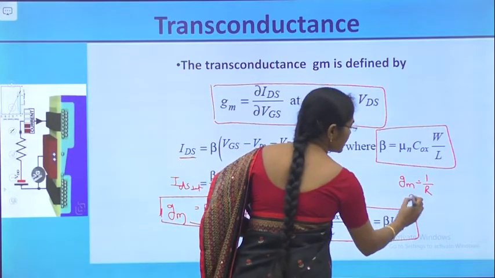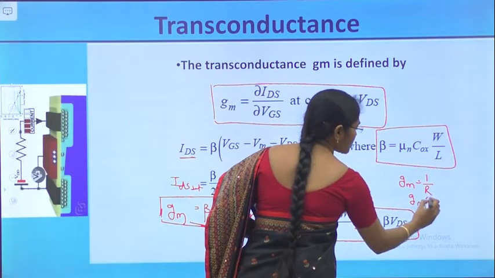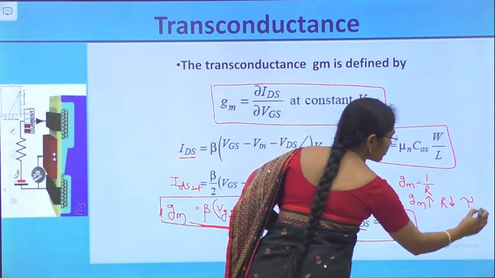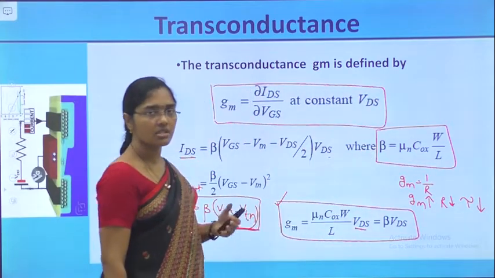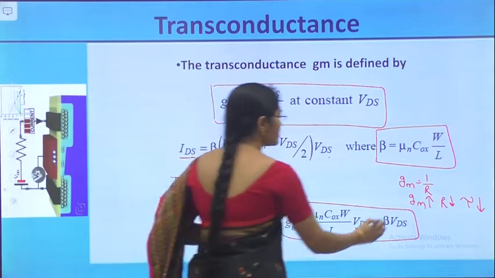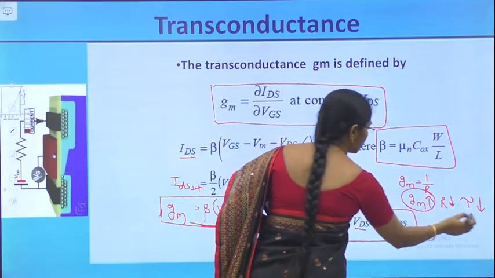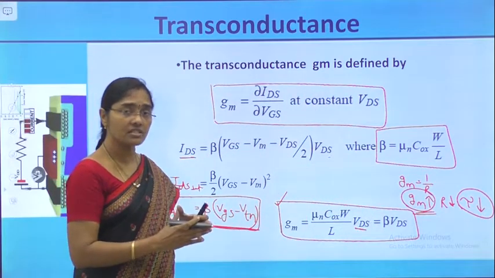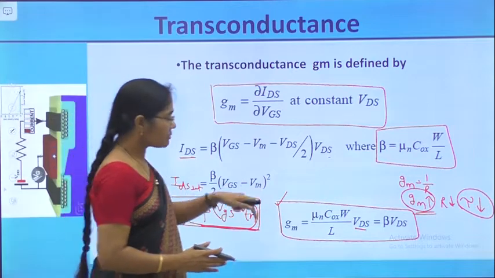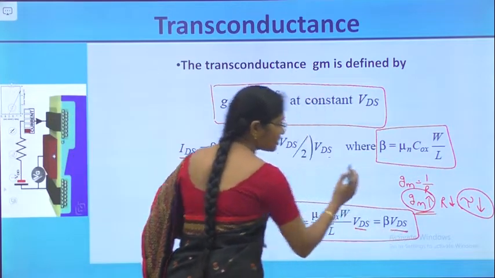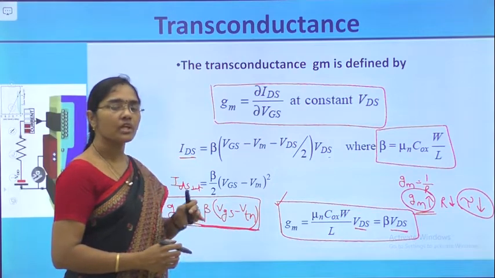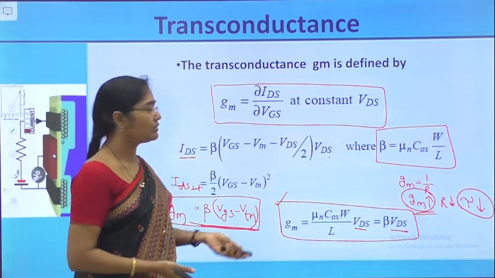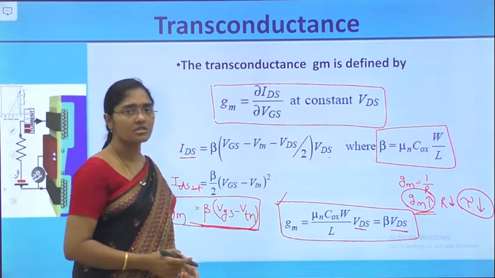If GM is more, what does it mean? R is less. If R is less, what happens to tau? Tau is less, because tau is equal to RC time delay. That means, for getting faster devices, GM should be high. To get GM high, what has to be increased? VDS has to be increased. Means, to get more speed in operation, we have to apply a higher value of VDS. So, this is the GM equation.